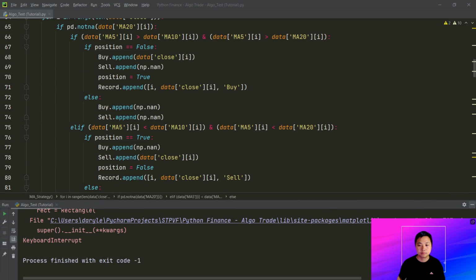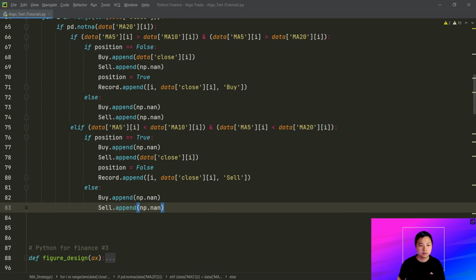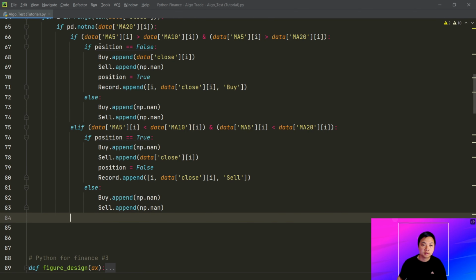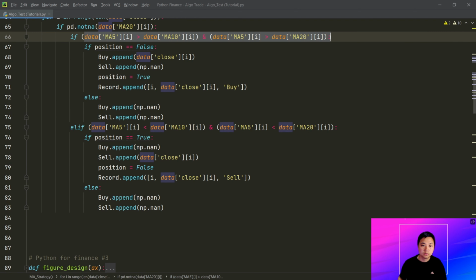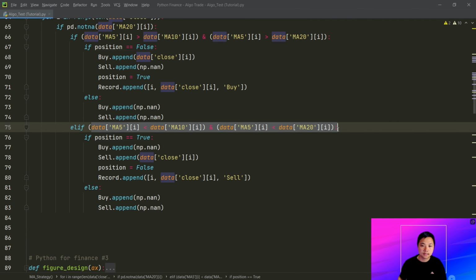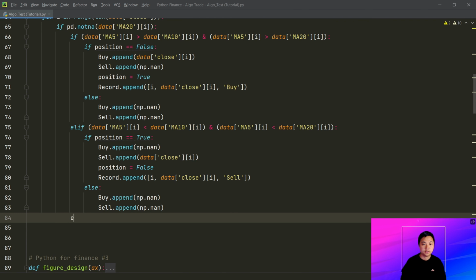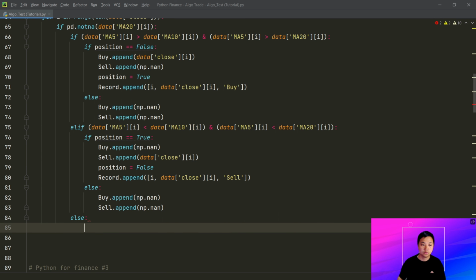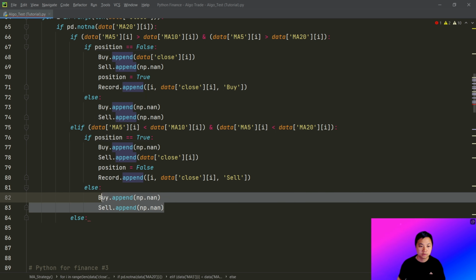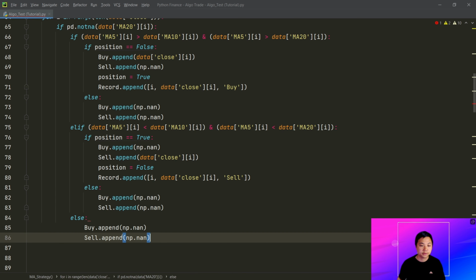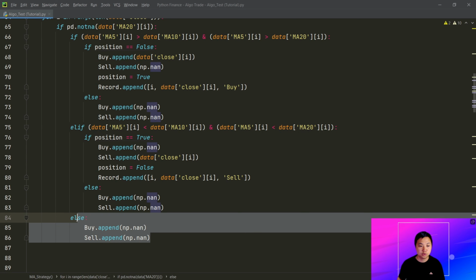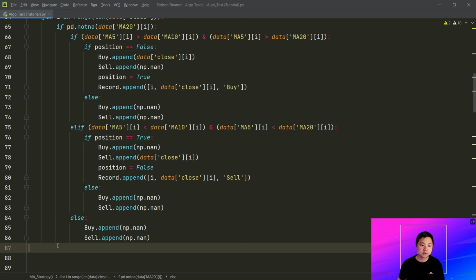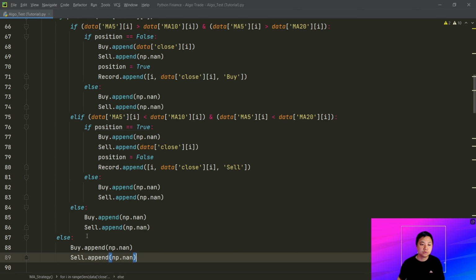And finally, if there's no buying or selling signal, of course we will do nothing. We are not going to buy anything, or we are not going to sell anything. And of course, if there's no moving average for the 20 minutes, we will not do anything.